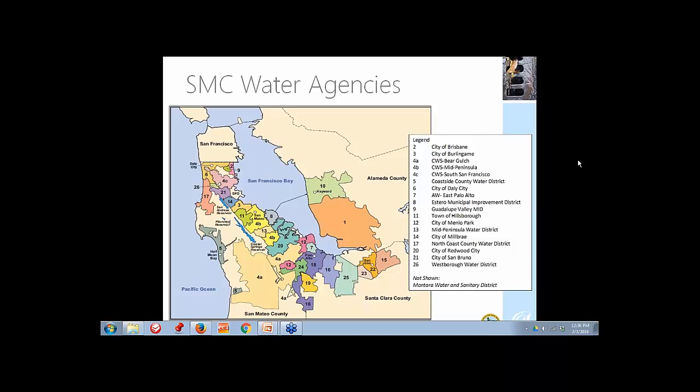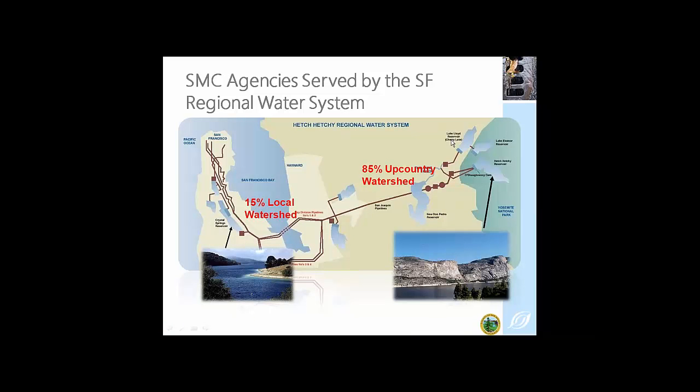You'll see on the next slide the source of water for all these agencies is the San Francisco Regional Water System. So about 15% of our water comes from the local watershed. Most of that water is dedicated to emergency water supplies and is not directly available for drinking. The main reservoir on the peninsula is the Crystal Springs Reservoir, which is within that local watershed.